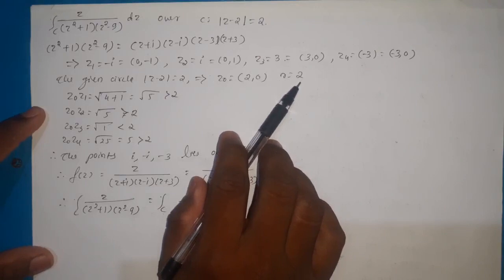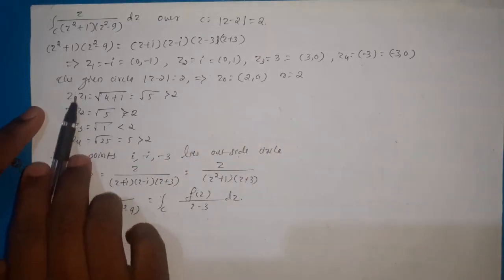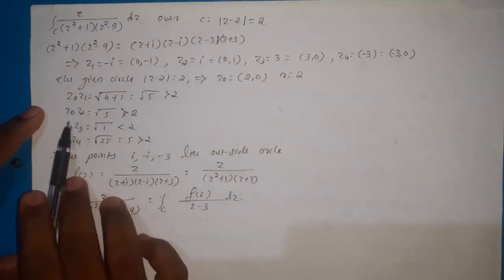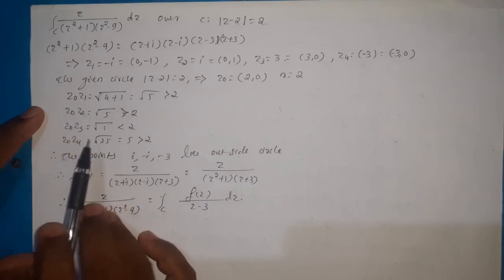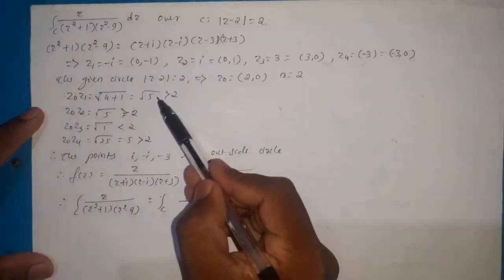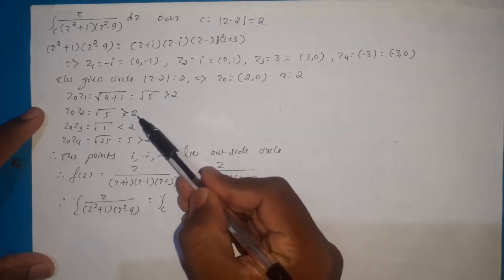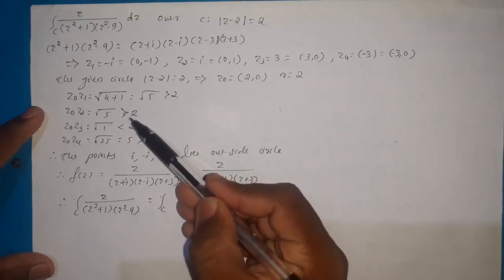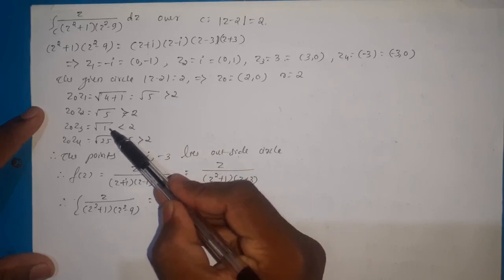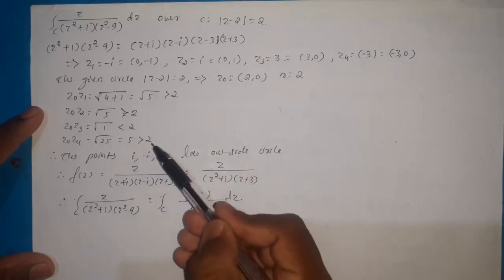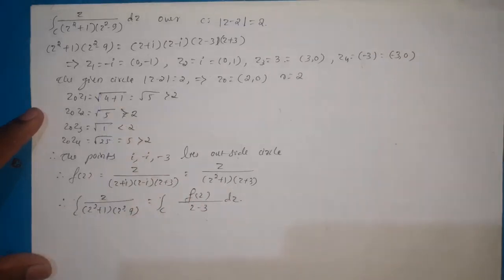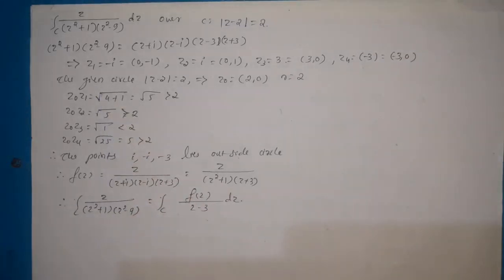By using the distance formula, find all the distances z0 z1, z0 z2, z0 z3, z0 z4. The first value is root 5, which is greater than 2, then again root 5 greater than 2, 1 less than 2, and 5 greater than 2. So among these 4 points, only one point gives a distance which is less than 2.